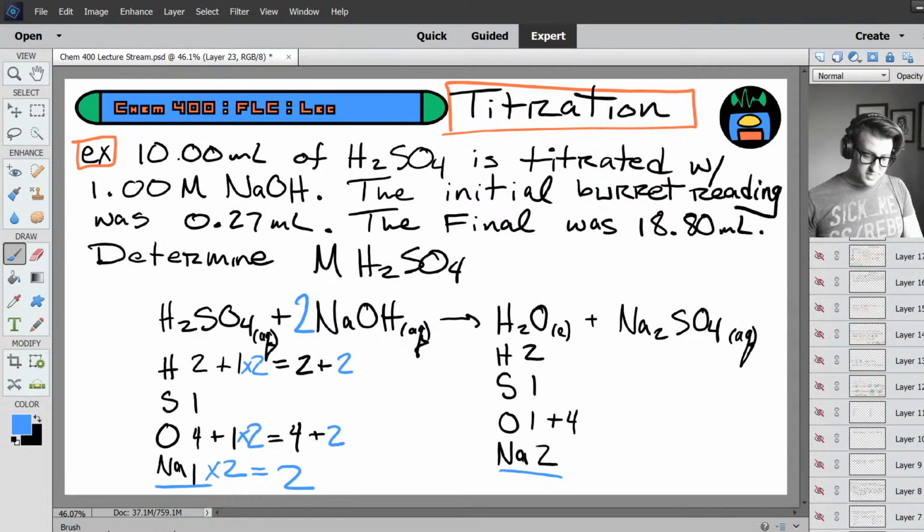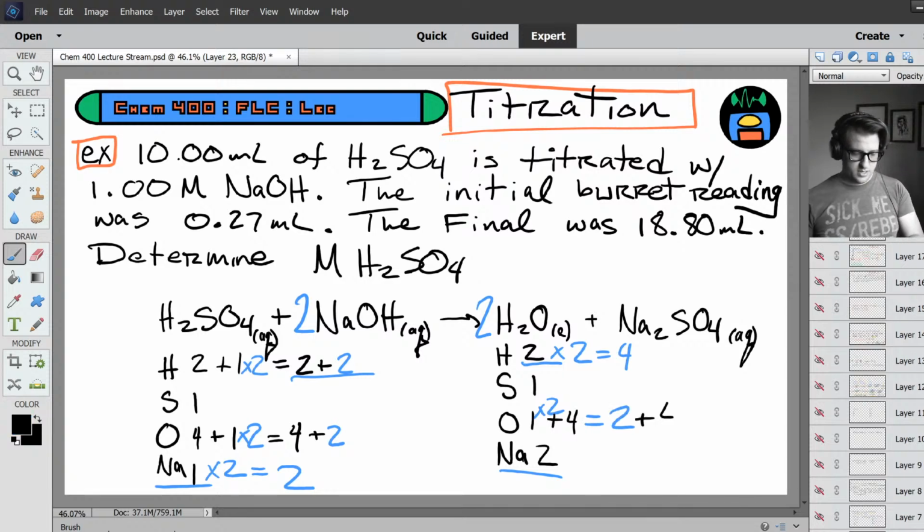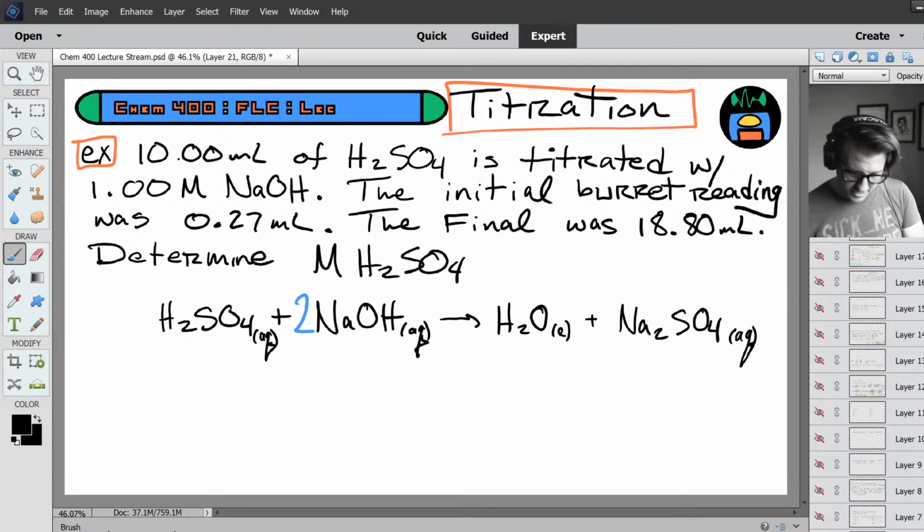Now sodium's balanced. I've got to work on oxygen and hydrogen. Hydrogen looks simple enough. 2 goes into 4 twice. So I'm going to multiply H2O by 2. This will balance my hydrogen. Let's see what it does to oxygen. Now I'll have 2 oxygen plus 4. Everything balances out. This is my balanced chemical equation. Let me add my 2 back to H2O. There's my balanced chemical equation.